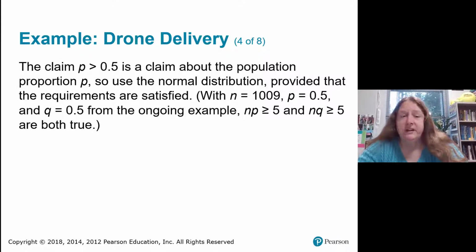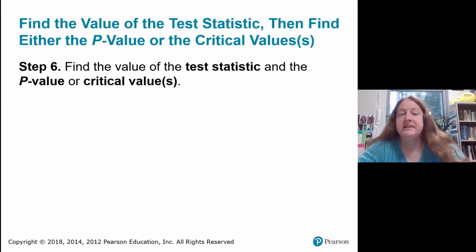So going back to our example, we're looking at our claim of p is greater than 0.5. And so we're going to use the normal distribution since we're looking at a proportion. And we have to double check that np and nq are both greater than or equal to 5, and they are. And so then we're ready to move on to step 6. Step 6 says find the value of the test statistic and the p-value or critical values.